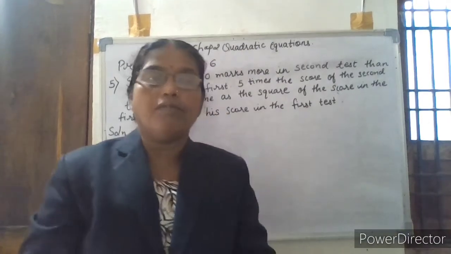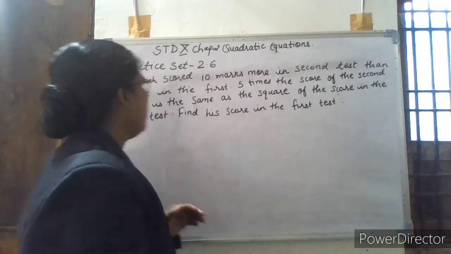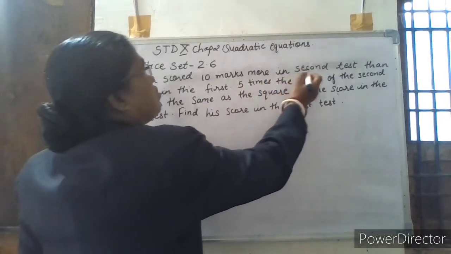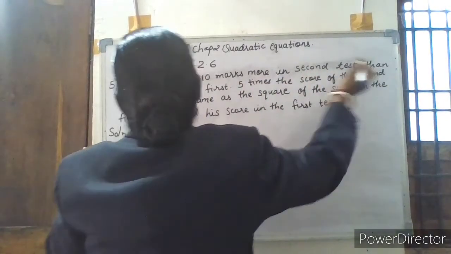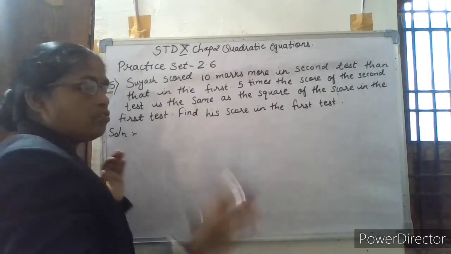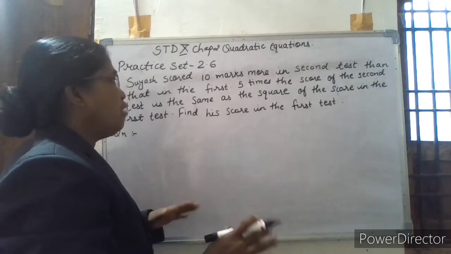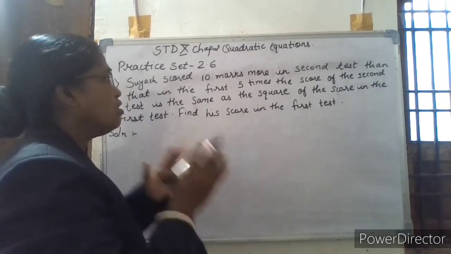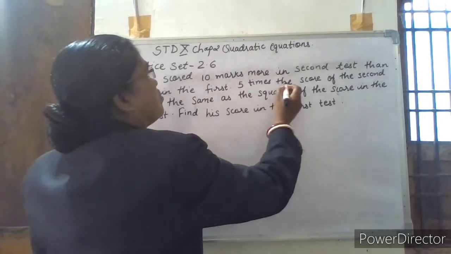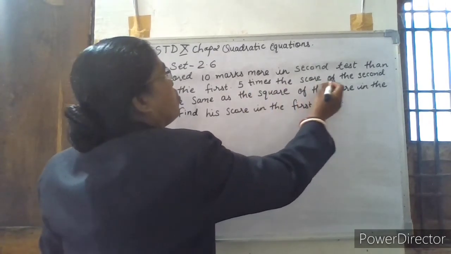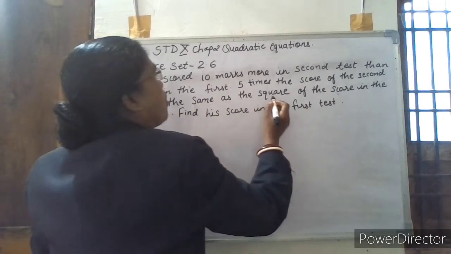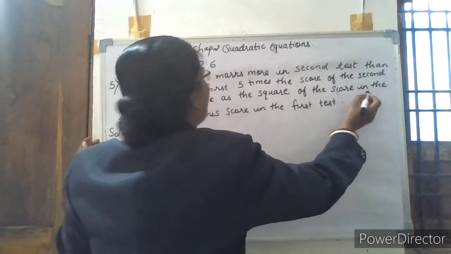Now we will start with the fifth question. Suyash scored 10 marks more in the second test than in the first test. Means whatever he scored in the first test, 10 marks more he has scored in the second test. Now, this is the condition: 5 times the score of the second test is the same as the square of the score in the first test.